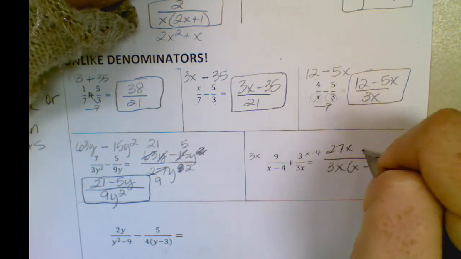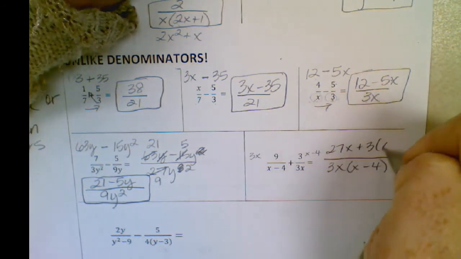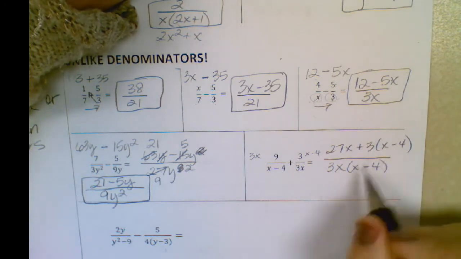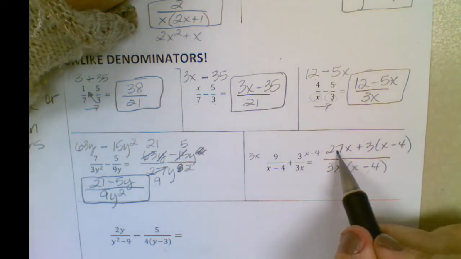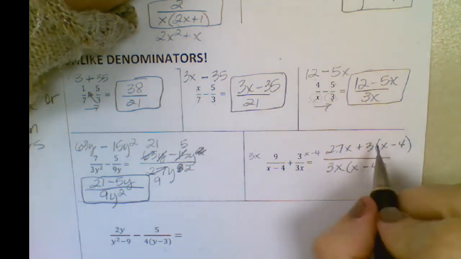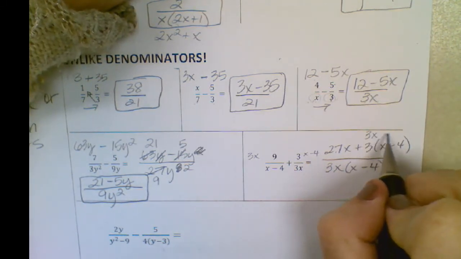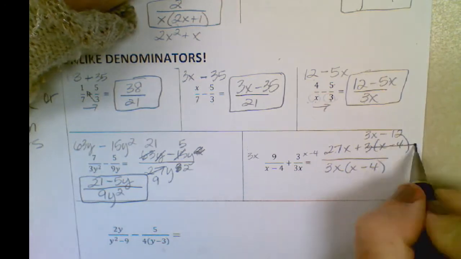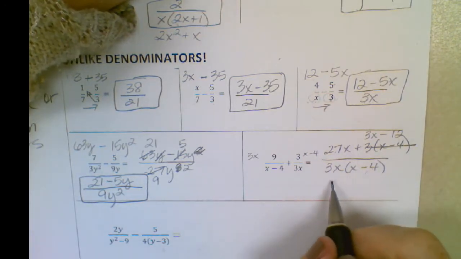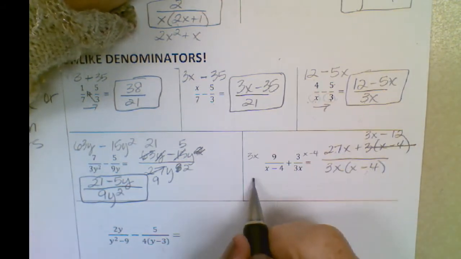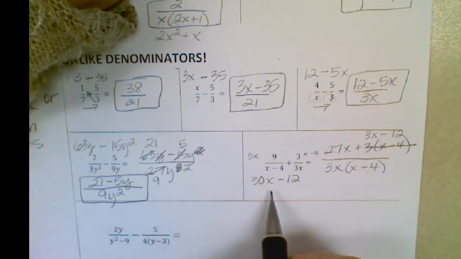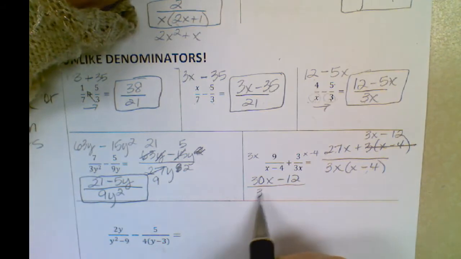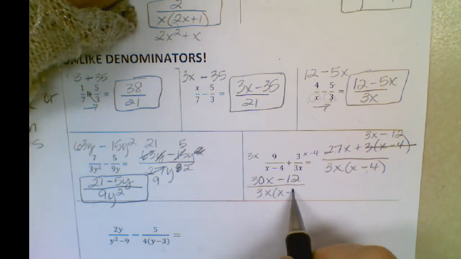So 27x plus 3 times x minus 4. Now be careful here. You cannot just cancel those because that x minus 4 factor would have to belong to this too, and it doesn't. So in this case, we do need to multiply that out, and we get 3x minus 12. And here, let's put those together. So we have 30x minus 12 and 3x times x minus 4.